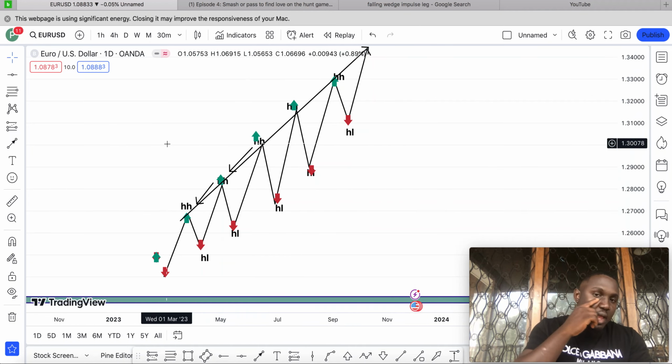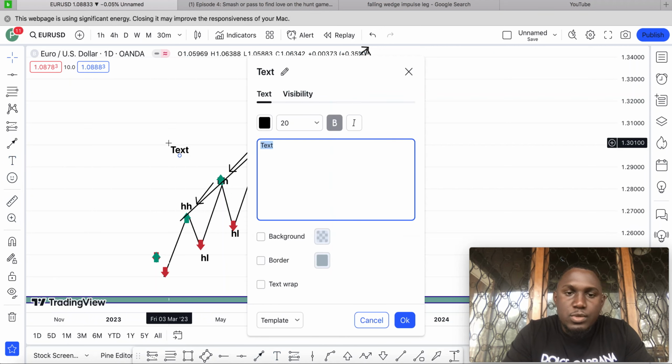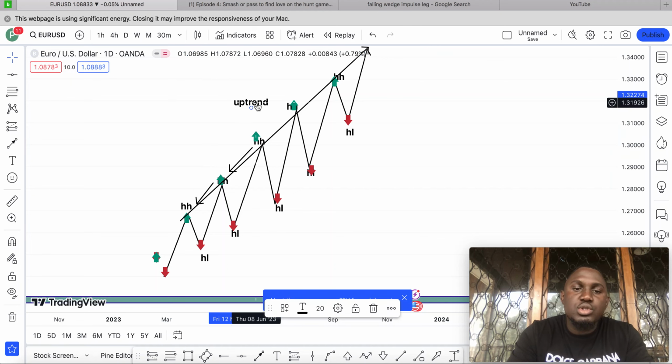Now, what does this trend line indicate? This trend line indicates that this market is on an uptrend. So we're going to use the word uptrend. The market is trending upward. So the market is on an uptrend.